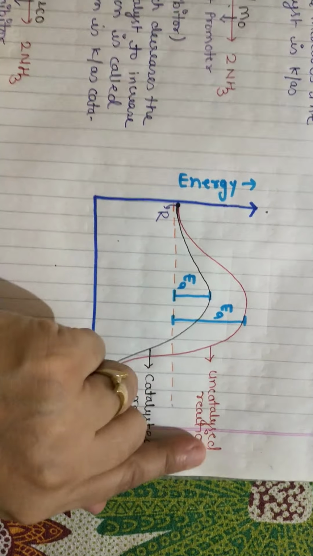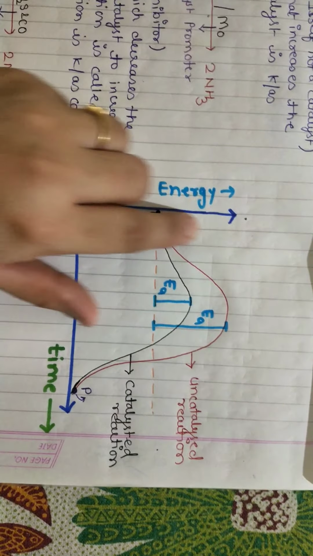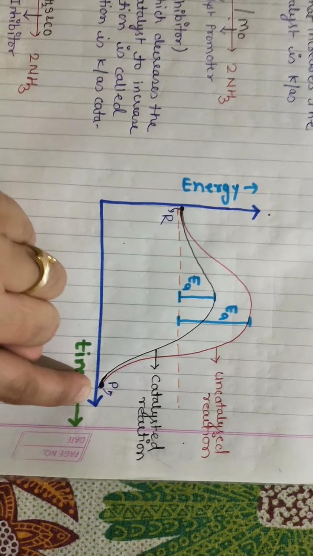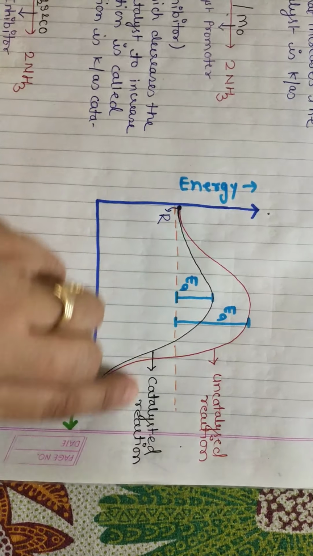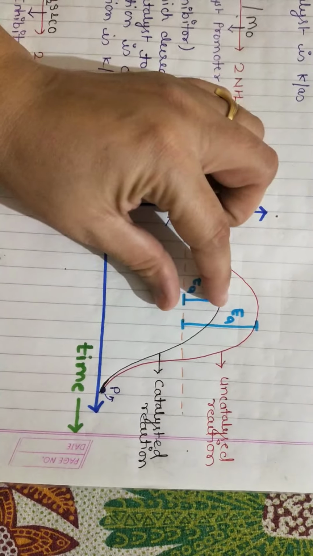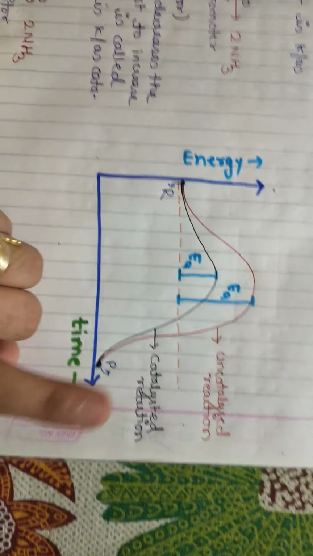If it is uncatalyzed, that means no use of catalyst here, then the energy required is more. So the graph you can see with the red line. Now if we add a catalyst in the reaction, then reactant will convert into product, but with the minimum amount of activation energy, it will be converted directly into product.